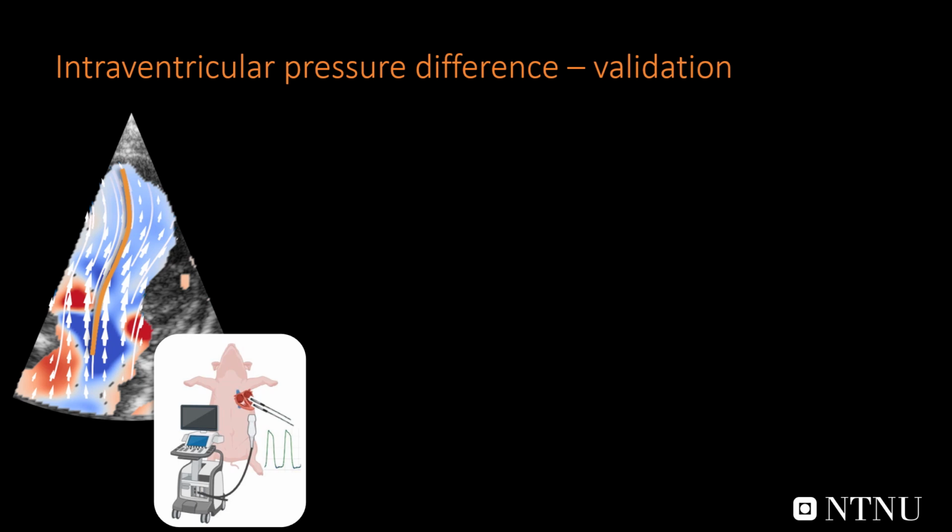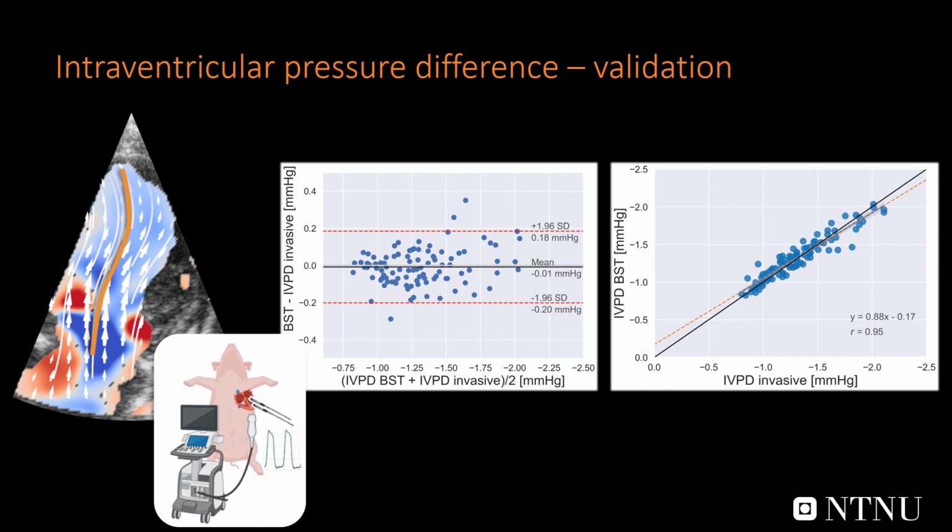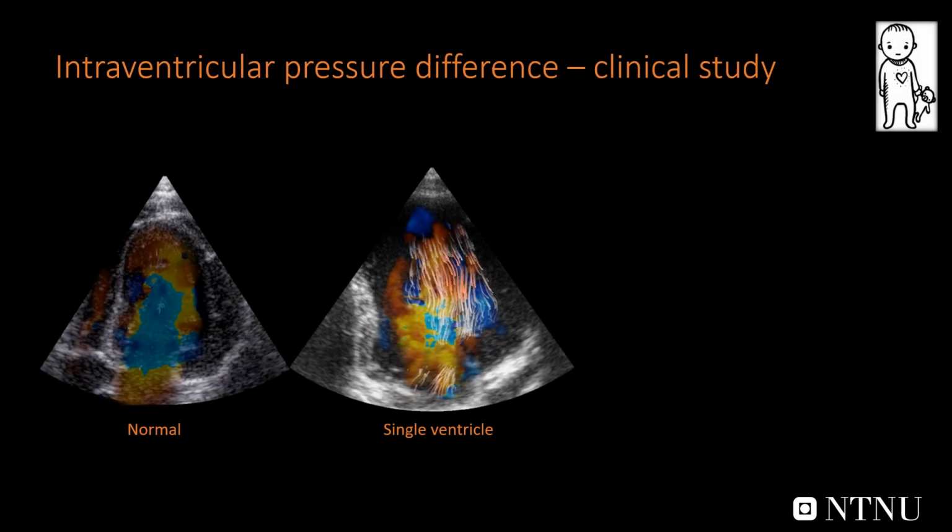Analysis from 103 recordings in 6 different pigs demonstrated a high level of agreement between intraventricular pressure difference from invasive measurements and blood speckle tracking without sign of proportional bias, as one can see in the Bland-Altman plot to the left. The correlation between the non-invasive and invasive method was strong. This was very encouraging to try this parameter in the single ventricle case and compare with normals.